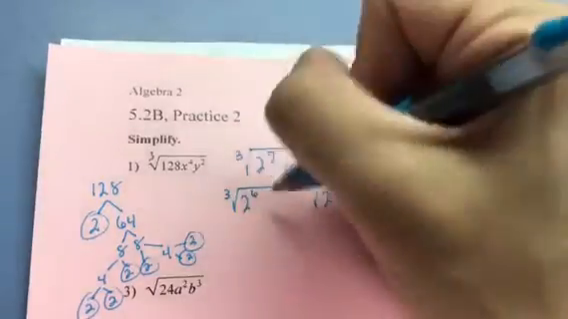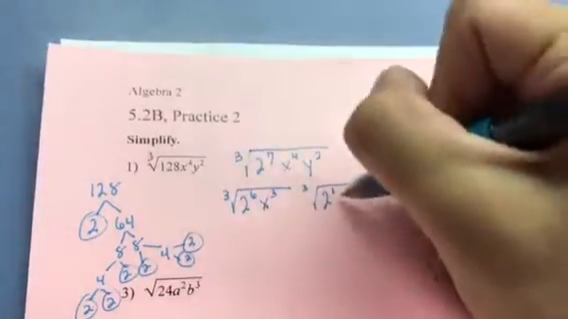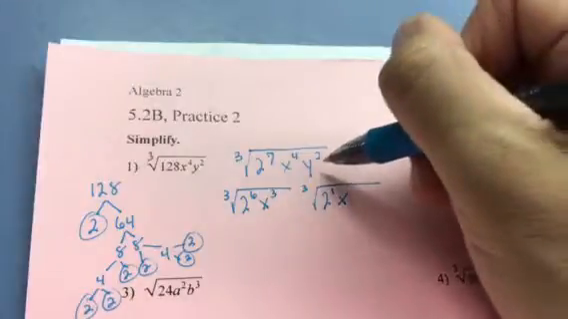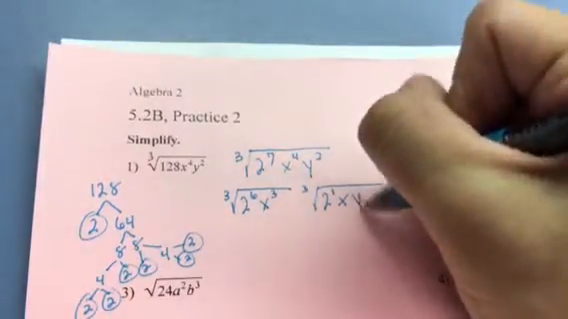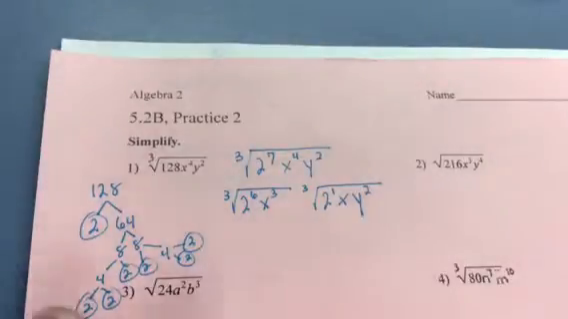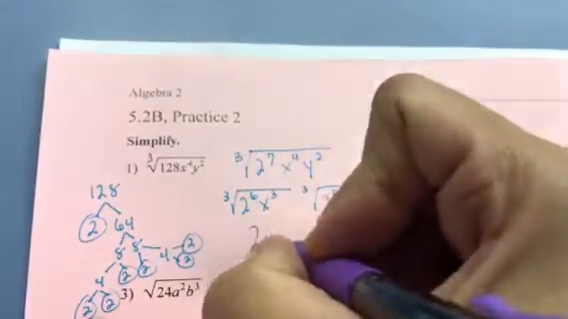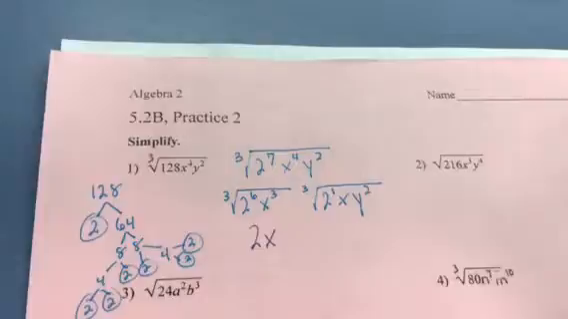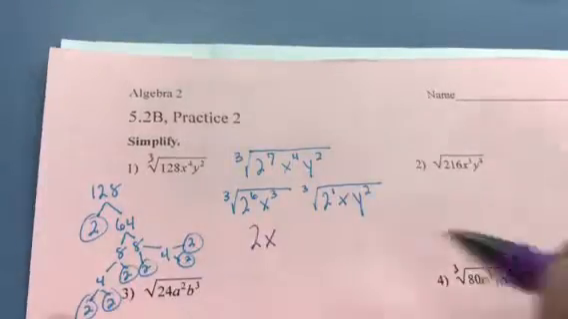So of the 4 x's, 3 of them are perfect and 1's not. And of the y's, none of them are perfect. I don't have enough, so they're going to stay here. So now I'm going to take out the perfect stuff. The 2 is going to come out and the x is going to come out. And now I'm going to see how many 2's and x's I have.